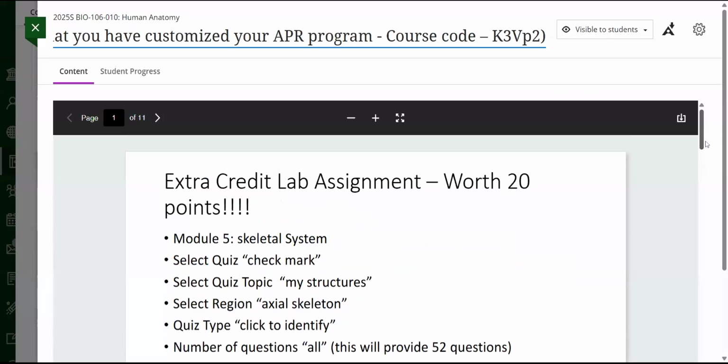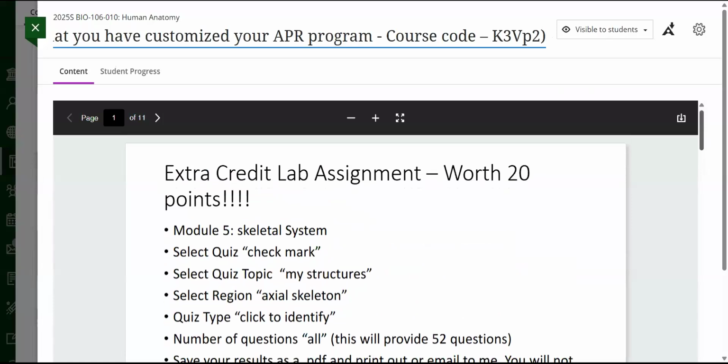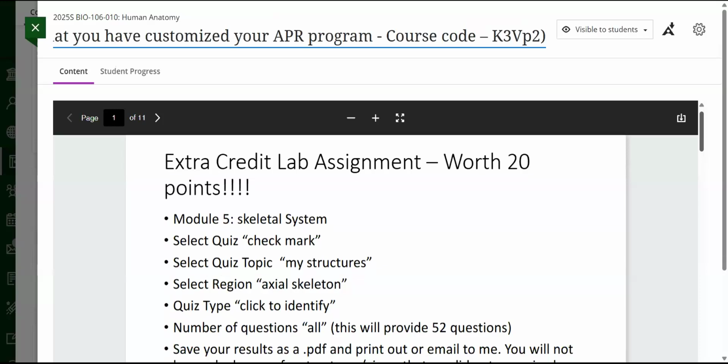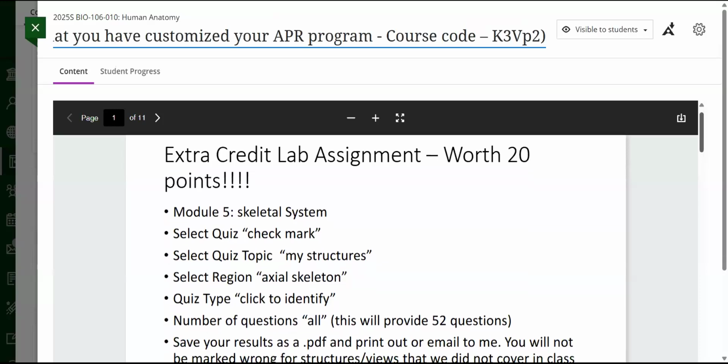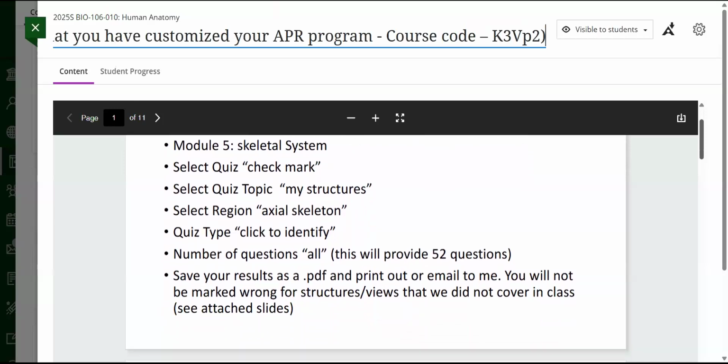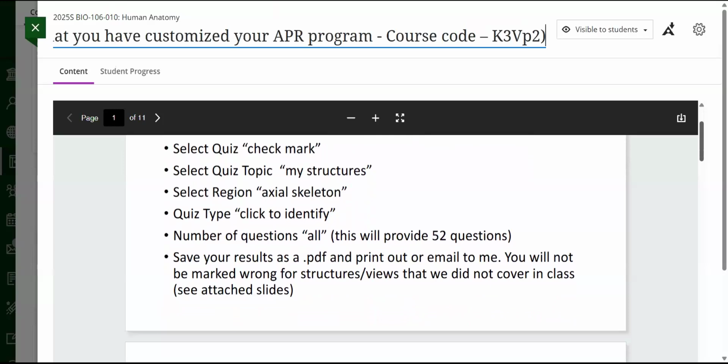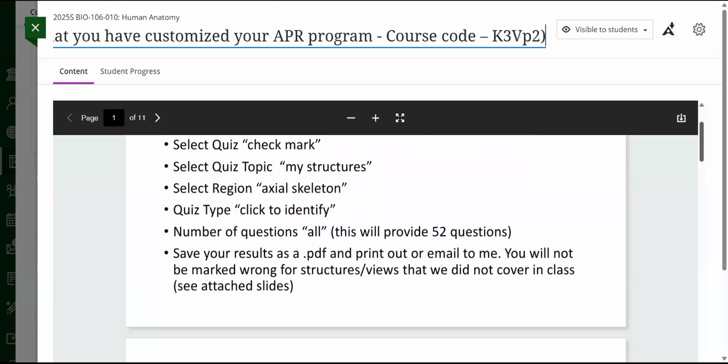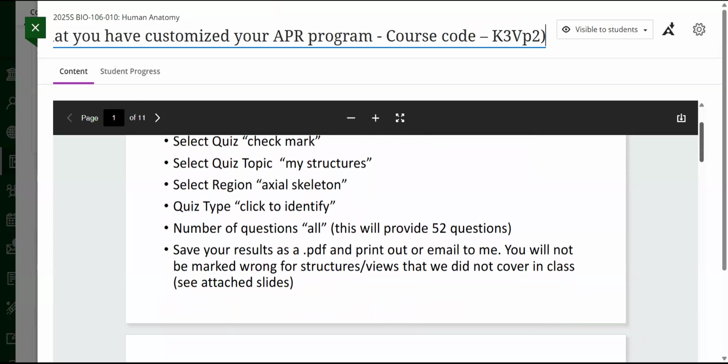The assignment is due the evening of the lab practical exam, though I really suggest that you do it beforehand because it'll assist you with answering questions on the exam based on the axial skeleton. We're going to be going into Module 5, and then we're going to be selecting quiz. That's represented with the icon of a check mark. The quiz type will be My Structures.